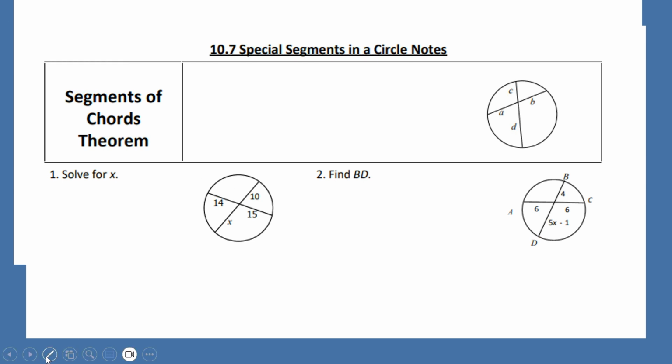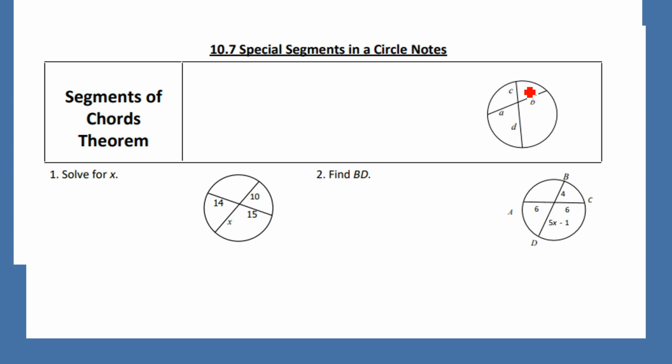So today we're going to be looking at special segments in a circle. Essentially, we're going to have different types of intersections looking at circles, and there's going to be a special relationship between the lengths of these, or the parts of the lengths of these segments. So let's go into the first type.